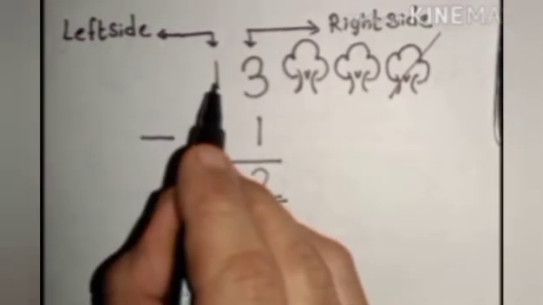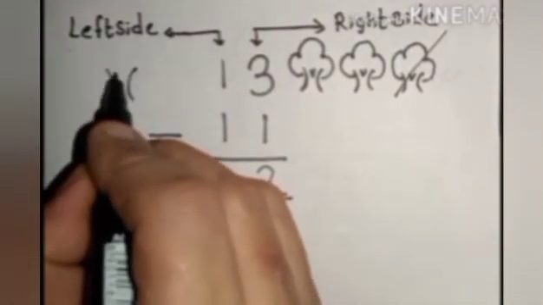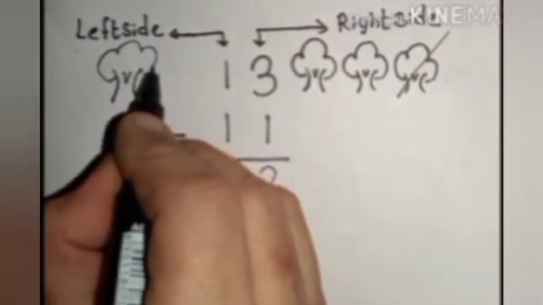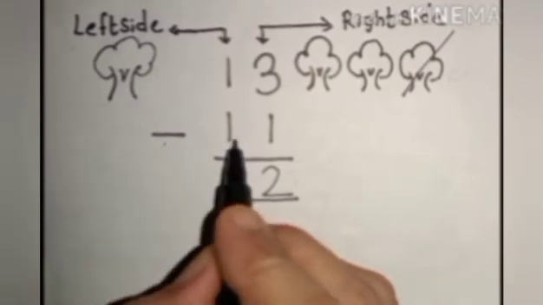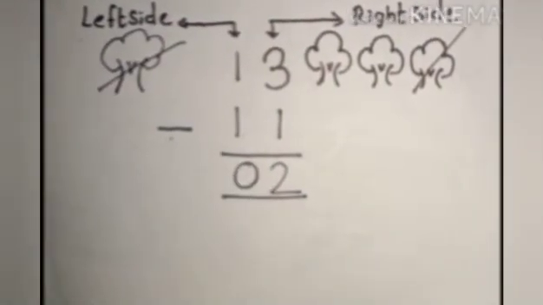Now 1 minus 1. So I will draw 1 tree. And minus 1. I will minus 1. So there is 0. So 0 you have to write in the tens place.